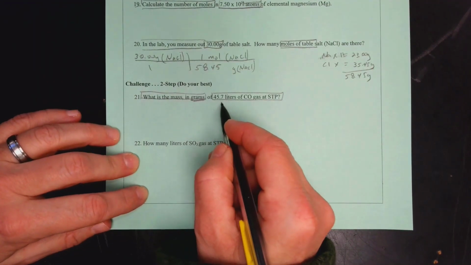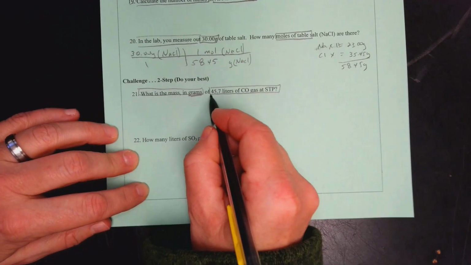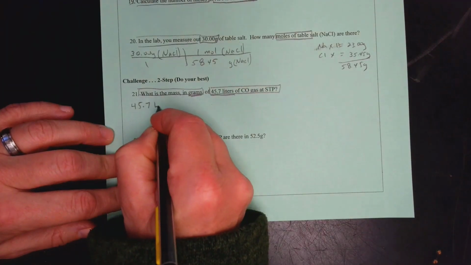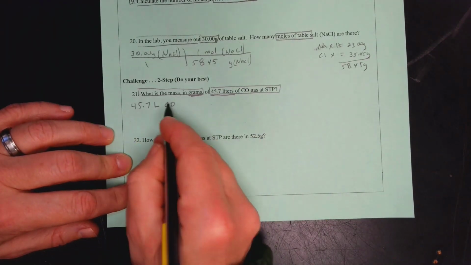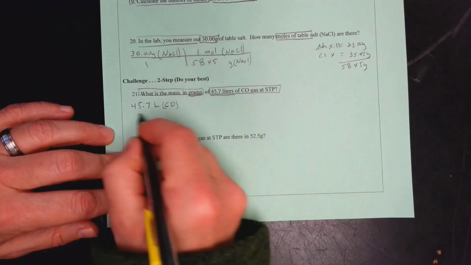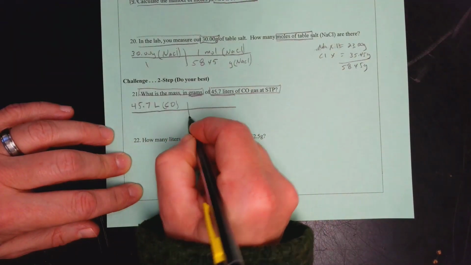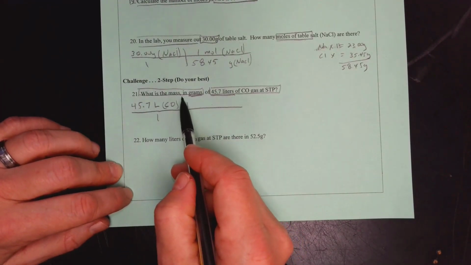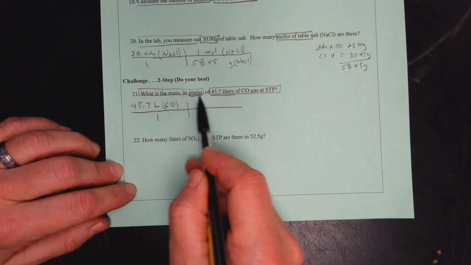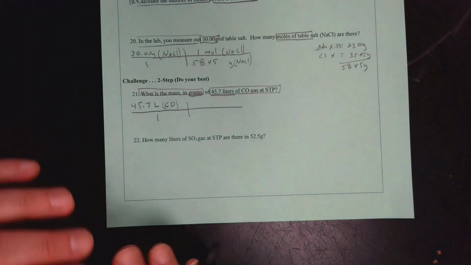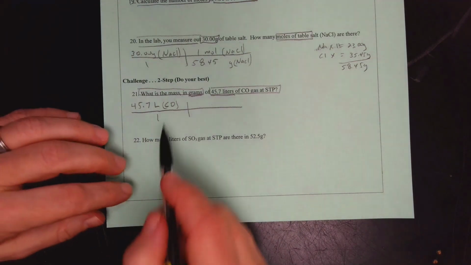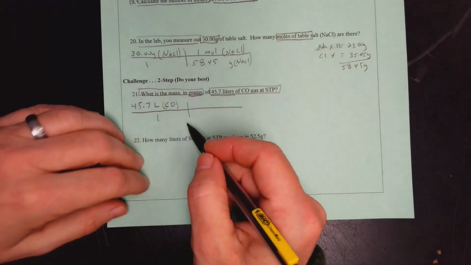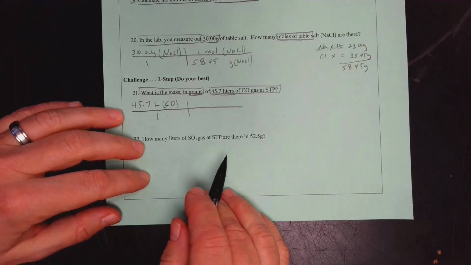So let's do this. Like always, we start with the unit they give us. They give us 45.7 liters of CO gas. So that's carbon monoxide gas at standard temperature and pressure, which is good to know. We're going to set that over 1. Now, if I want to figure out this mass, I don't have a relationship between grams or mass and liters, but what's the common thing that grams and liters have in common? It's moles.